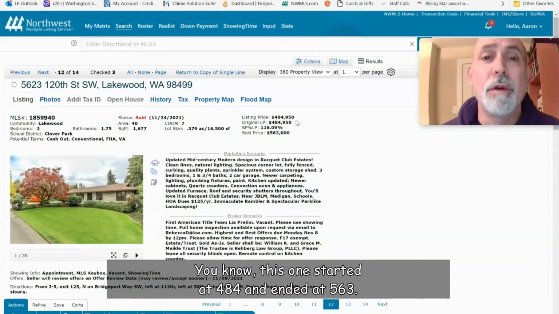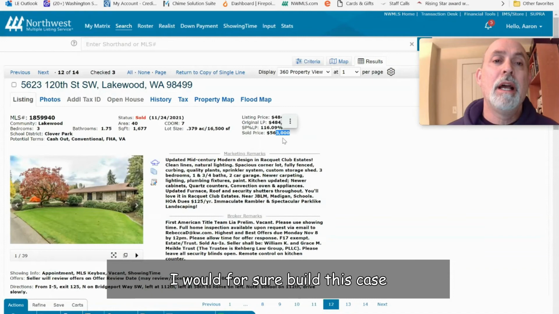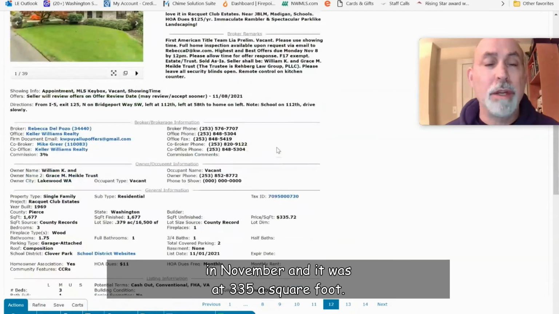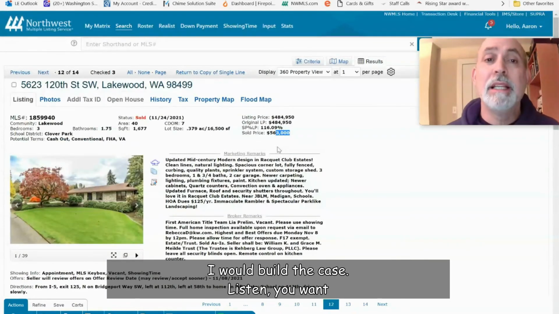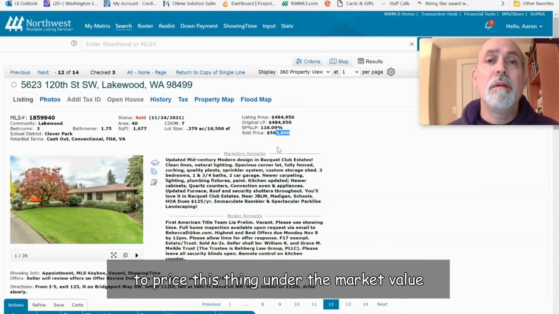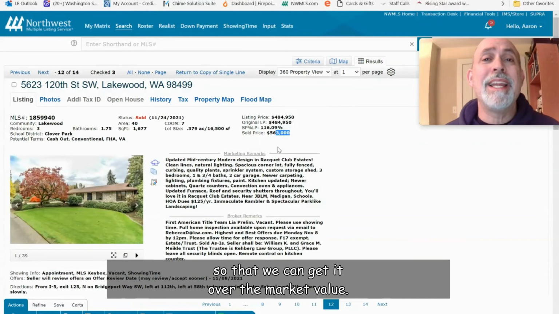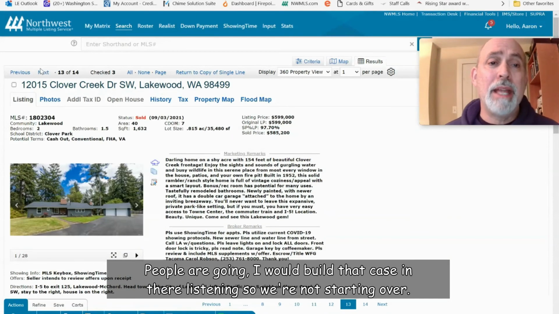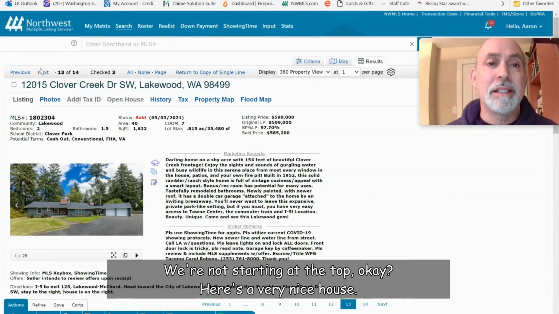This one started at 484 and ended at 563. I would for sure build this case in November, and it was at 335 a square foot. I would build the case. Listen, you want to price this thing under the market value so that we can get it over the market value. We always encourage bidding wars. They listed under 500 and sold for 560. I would build that case in their listening. So we're not starting at the top.